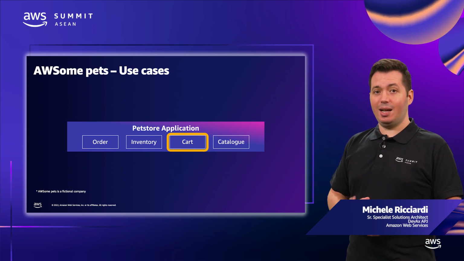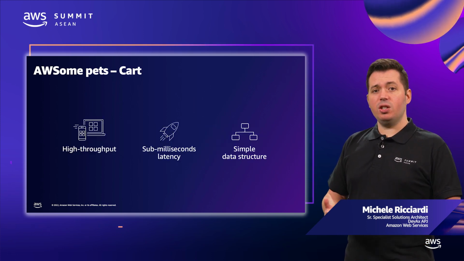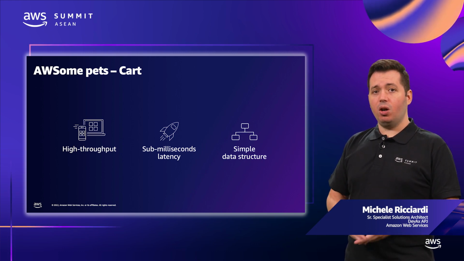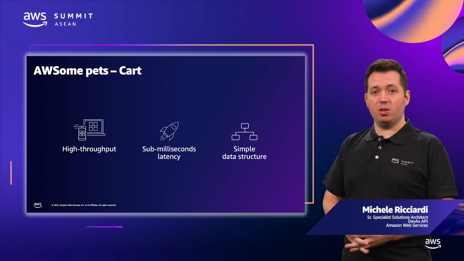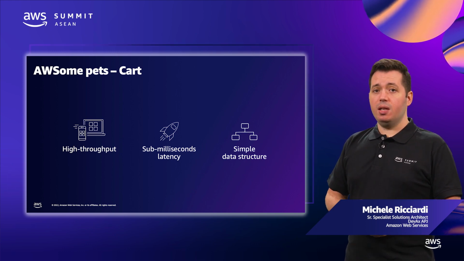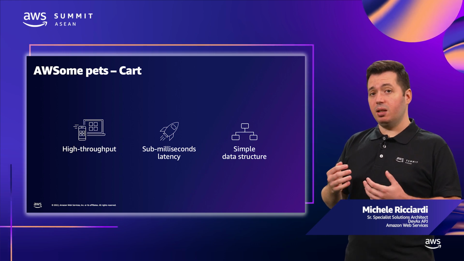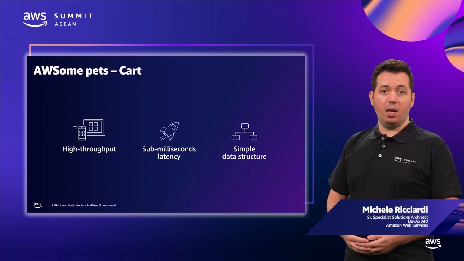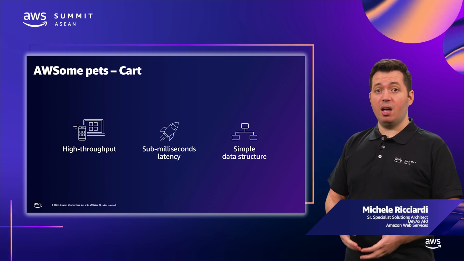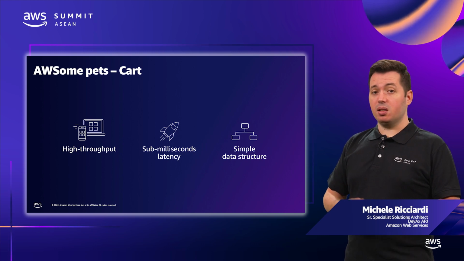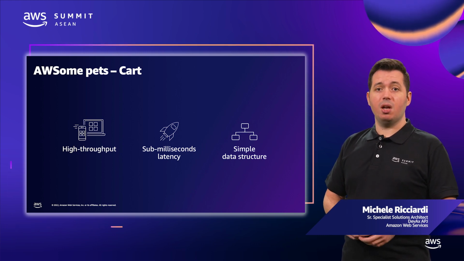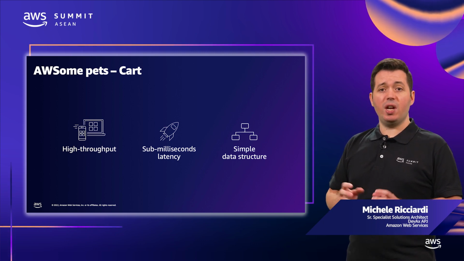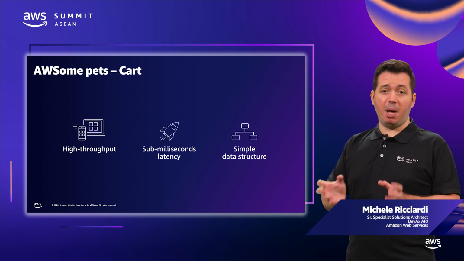Let's now take a look at the cart use case. This functionality allows users to add items to the cart as they're browsing through the site and only check out once they have added all the items to the cart. This use case is high throughput as every item added or deleted to the basket needs to be recorded in the database. And this functionality needs to be fast. Adding and removing items to the basket is a synchronous operation and response times should be in sub-milliseconds. Lastly, the cart data is very simple. It can be represented in a map data structure.